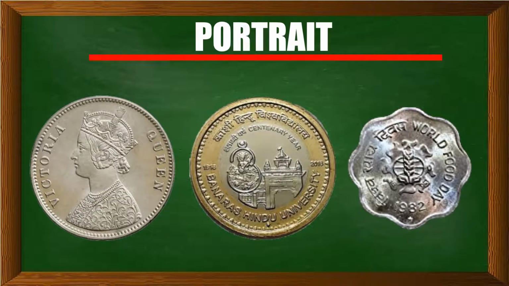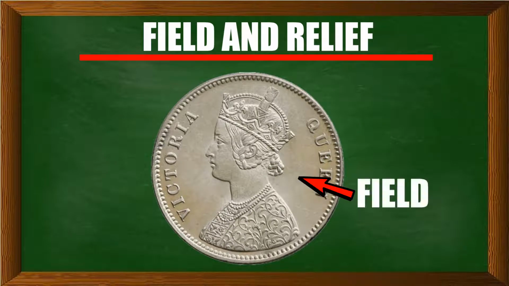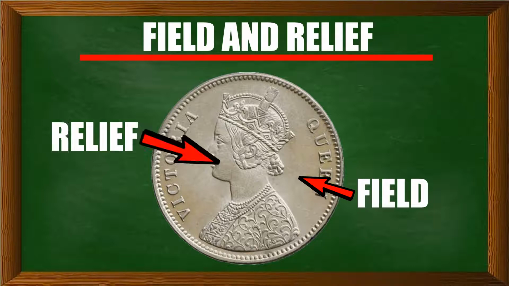Portrait. Most of the coins issued by different countries bear portraits of rulers or leaders. It may be the image of a building or certain representations related to an event, if the coin is commemorating something. Field and relief. The field is any flat area of the coin that has not been raised off from the surface of the coin during minting. The portion of the design that has been raised is called the relief.